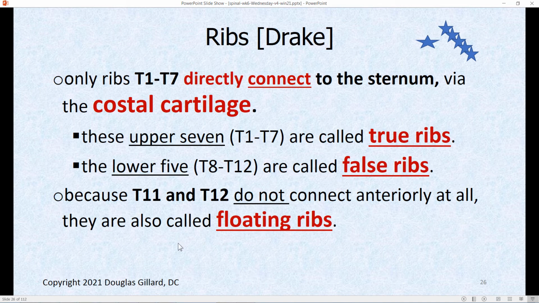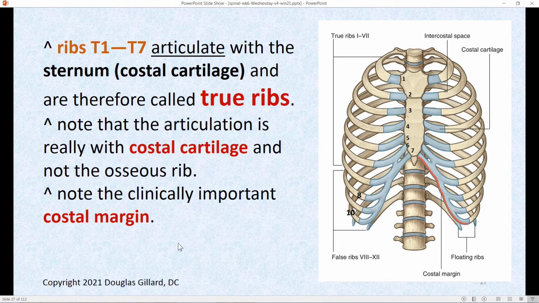Those are called floating ribs. Floating ribs. And yep, you can see the costal cartilage here. Kind of looks like a rib, but it's made of cartilage, so you can't break it here. You can dislocate it, right? This costal cartilage joint right here, you can dislocate that. Very, very painful. But you can see all 7 connect.